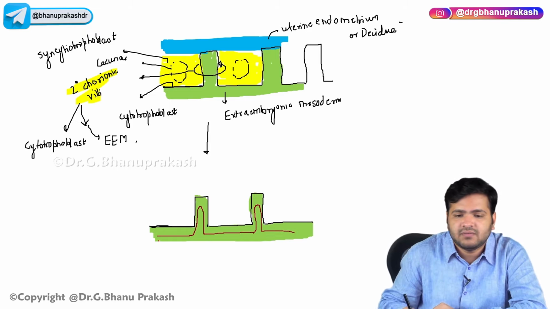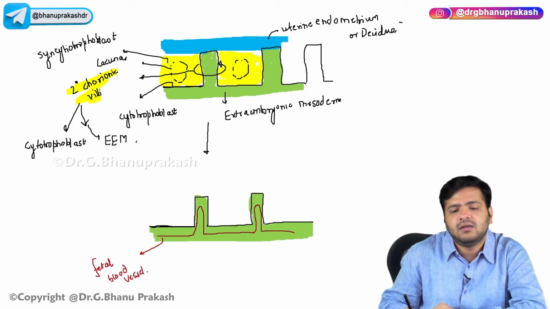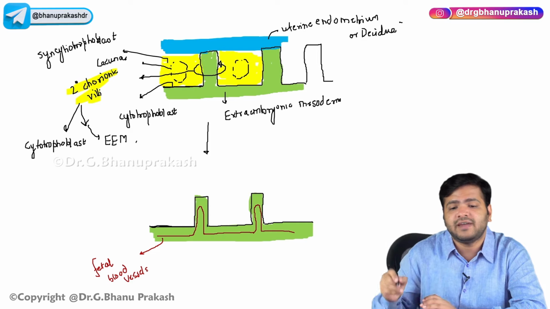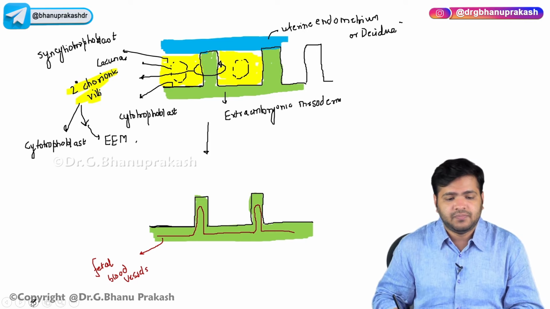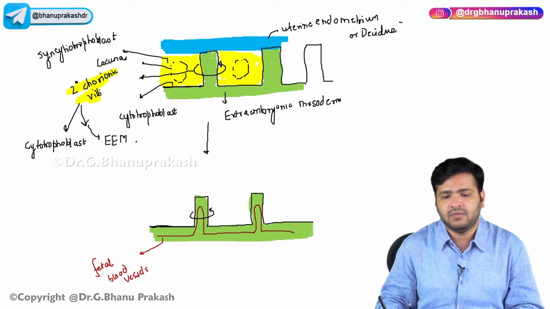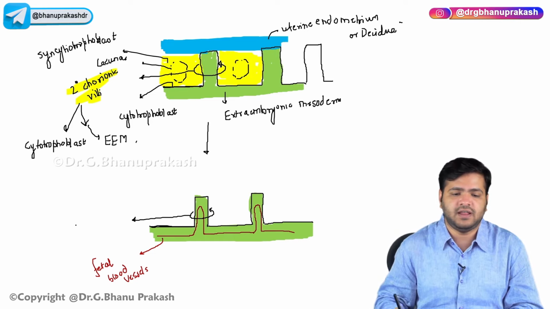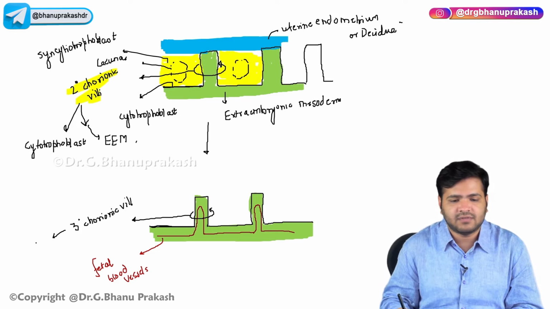So this is nothing but the fetal blood vessels, fetal arteries and veins. Now they will try to incorporate into these finger-like projections. In total, this whole structure, which I am marking right now, is called the tertiary villi. It is called the tertiary chorionic villi. And it is formed from, you can see, what is this? This is the cytotrophoblast.